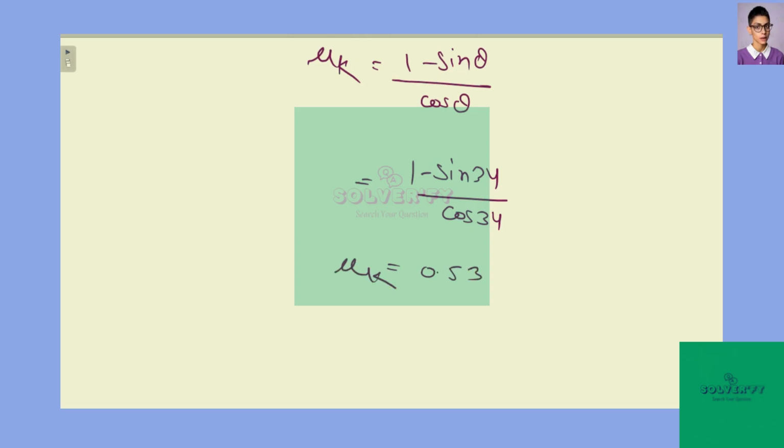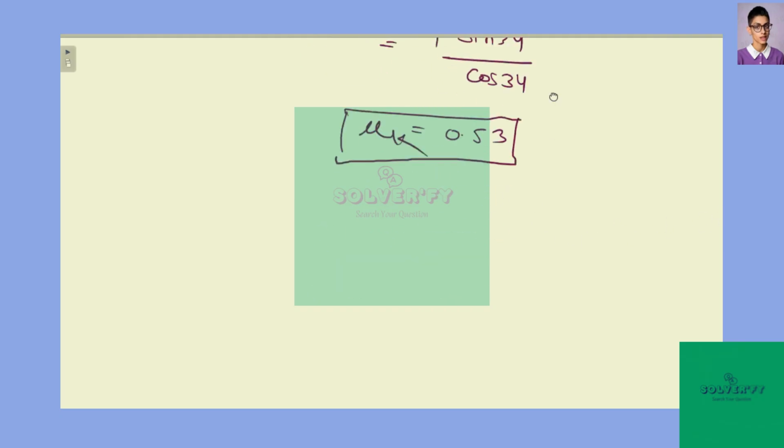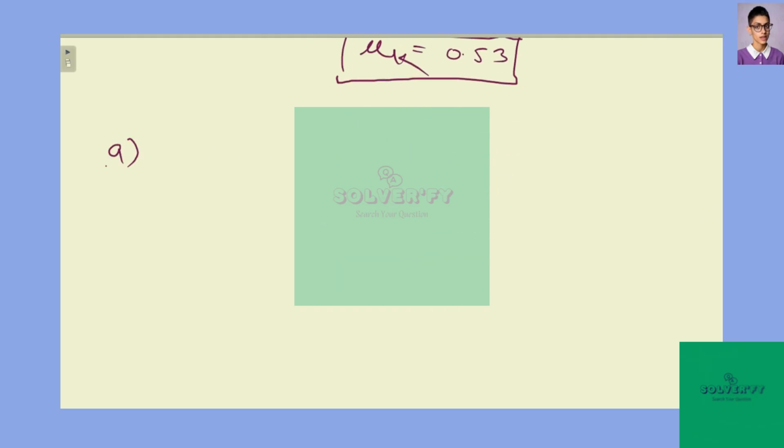So this is the value of the coefficient of friction, and this is our answer for the second part of the problem. So in the first part our answer is 1.6 meter per second square, and for part B our answer is 0.53. These are the answers of our given question.